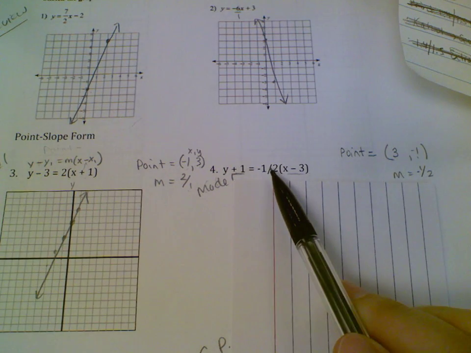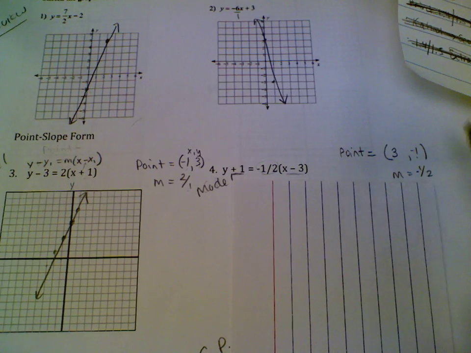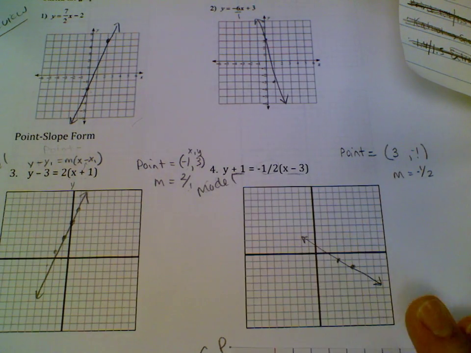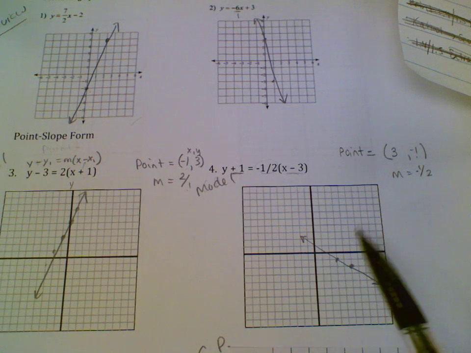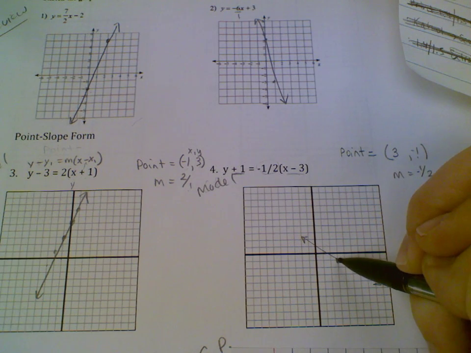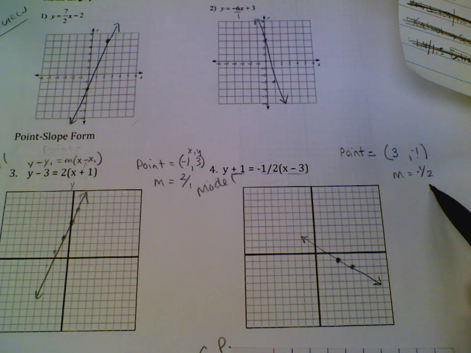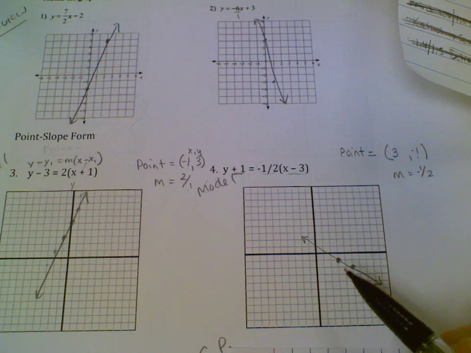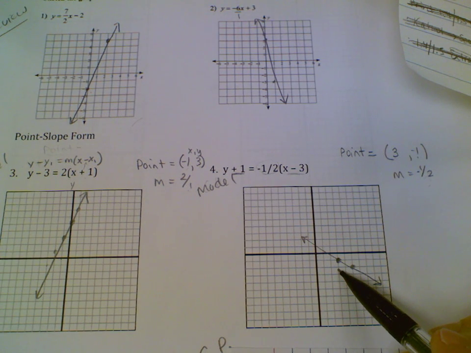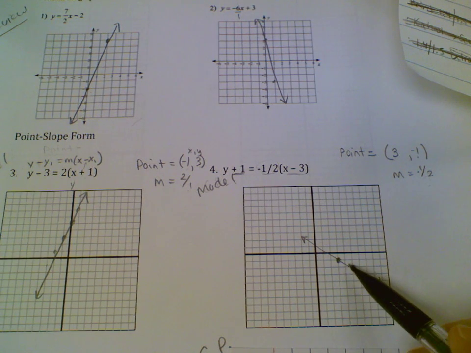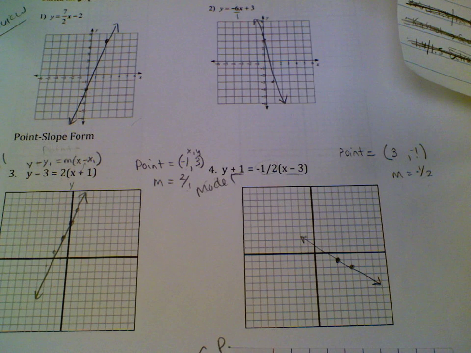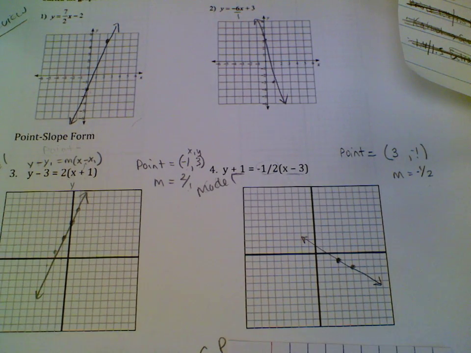Then I'm going to pull out my slope, which is this -1/2. So I'm going to plot the point. So I would go right 3, down 1 to plot my first point. Then I would need to use my slope to find the next point. Since it's -1, I go down 1, and it's +2, so I go right 2. You're going to pause the video and try the next two.